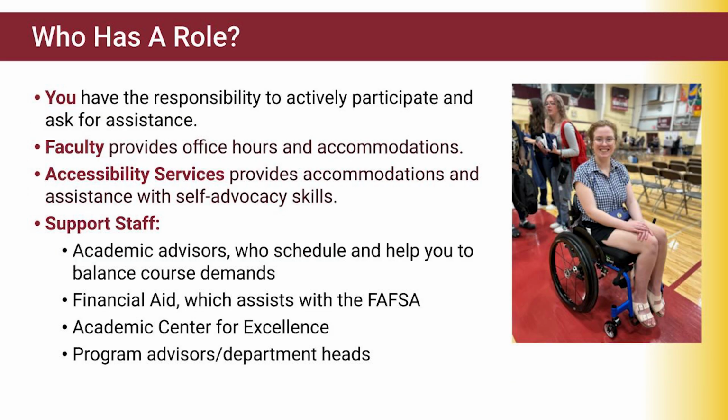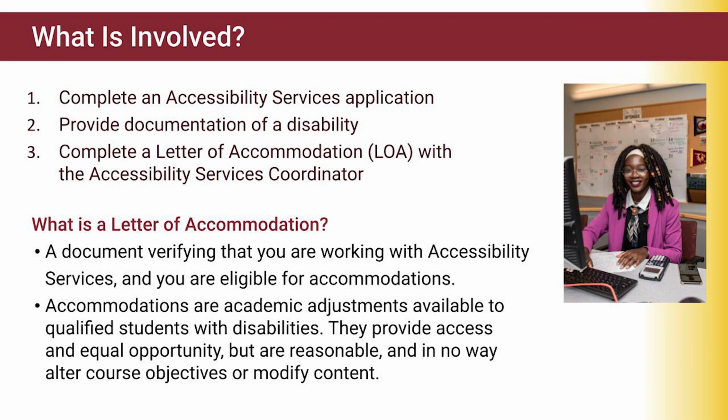Who has a role in the process? You have the responsibility to actively participate and ask for assistance. Faculty provides office hours and accommodations. Accessibility Services provides accommodations and assistance with self-advocacy skills, and support staff like academic advisors who schedule and help you to balance course demands, financial aid, which assists with the FAFSA, Academic Center for Excellence, and your program advisors and department heads.